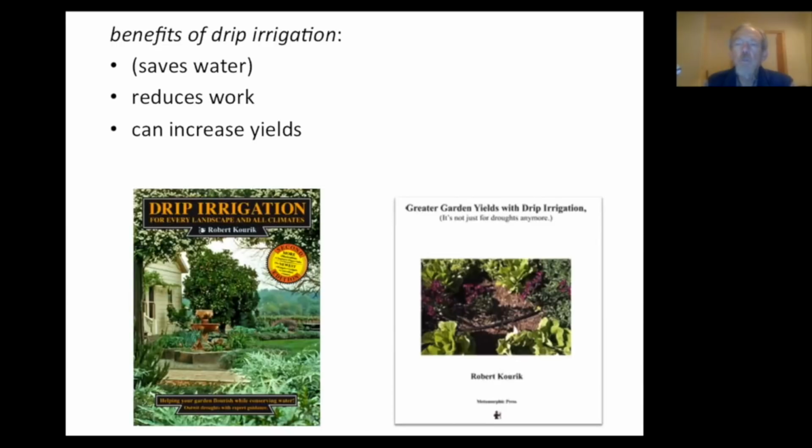Okay, and then there's drip irrigation. That would be the obvious thing to do to save water, one of many. And here are 2 books by my neighbor, Robert Kourik. He's really got some of the best books on drip irrigation around, so here are a couple of resources for you. And they've actually done research showing that drip irrigation can increase plant yields over overhead sprinkling. So there are lots of good reasons to use drip.